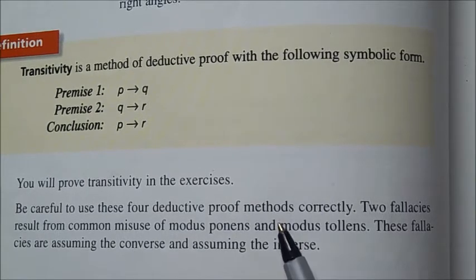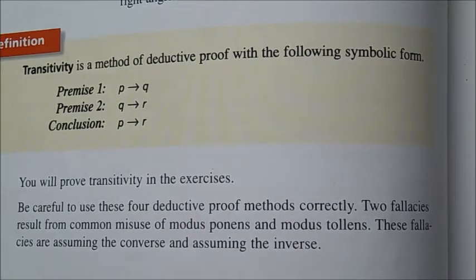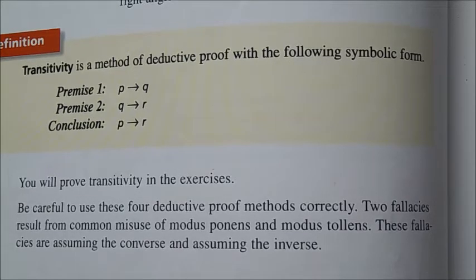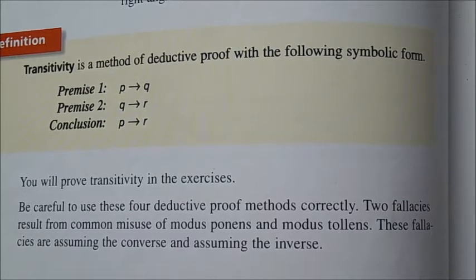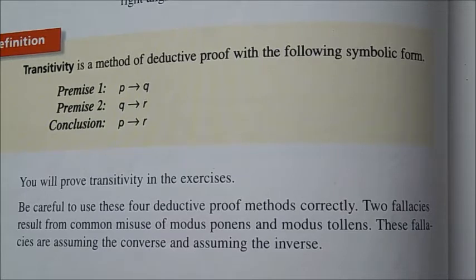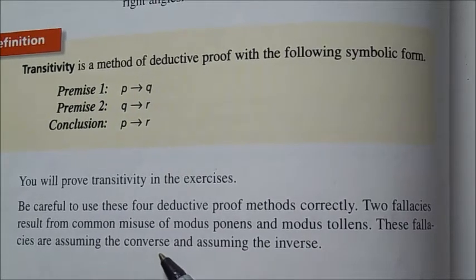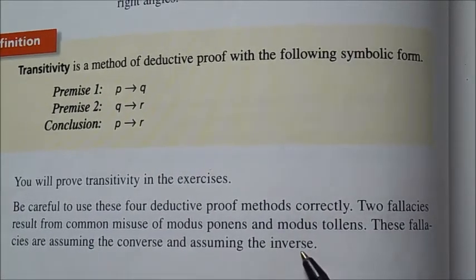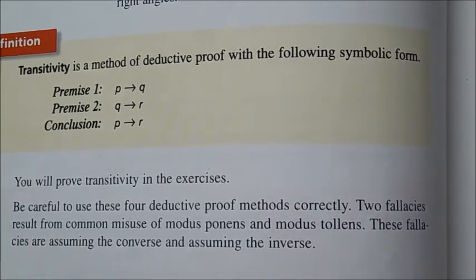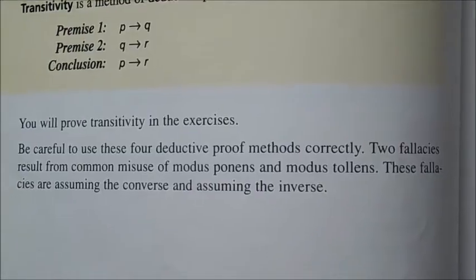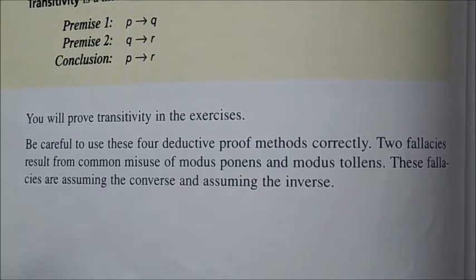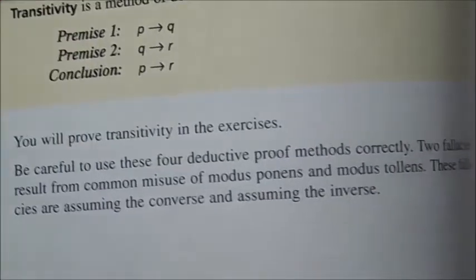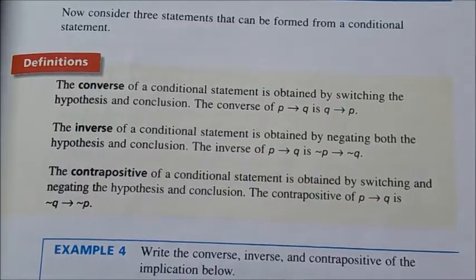I'm just going to skip down here. Be careful to use these four deductive proof methods correctly. Two fallacies result from common misuse of modus ponens and modus tollens. These fallacies are assuming the converse and assuming the inverse. If you remember what a converse is, and what the inverse is. If you don't remember, I'll put those in here.